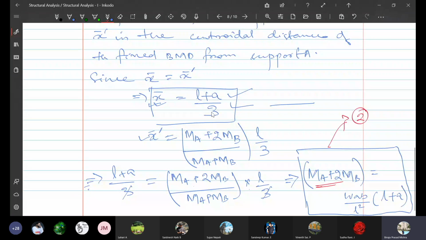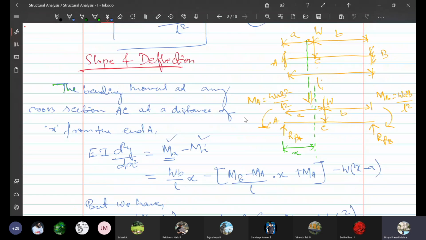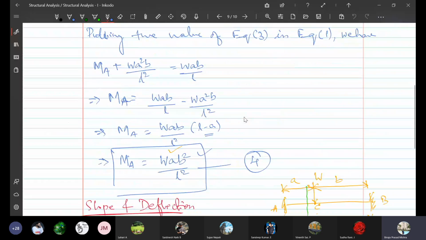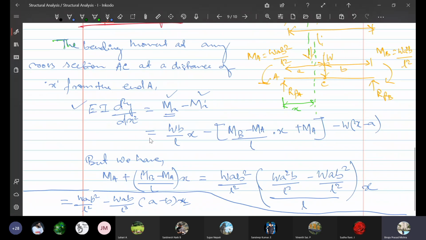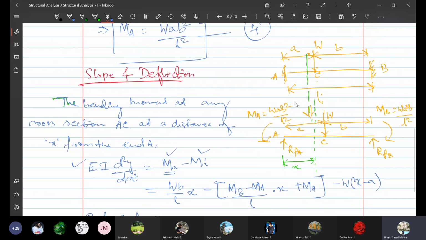So we are simply putting those values in this equation, that is EI into d square y by dx square equals to Mx minus Mx bar. So what will be the Mx? What is Mx?